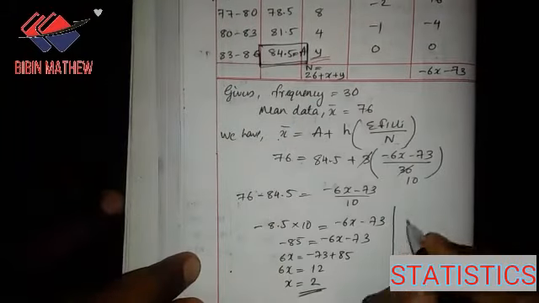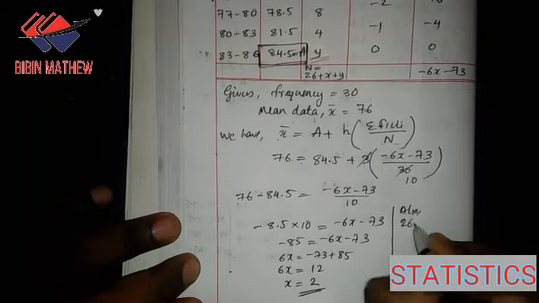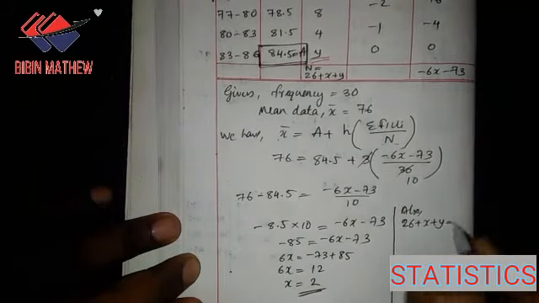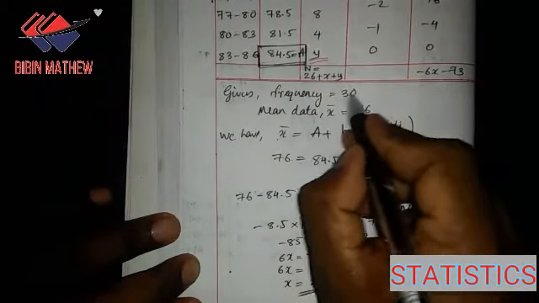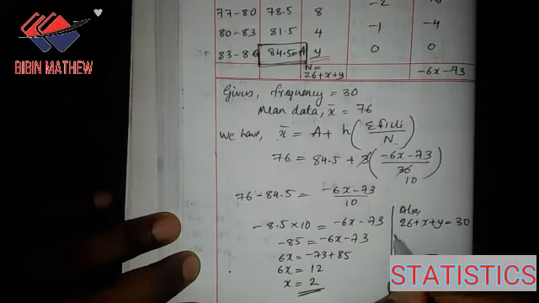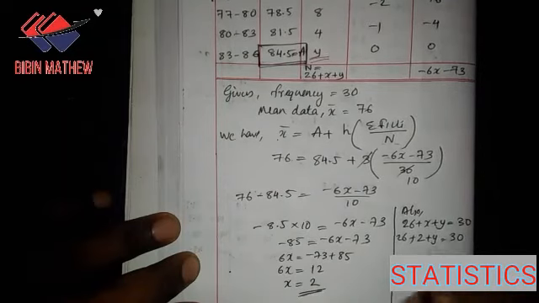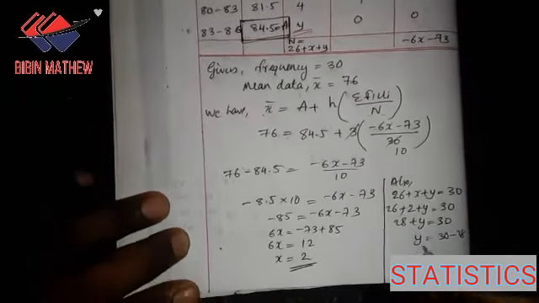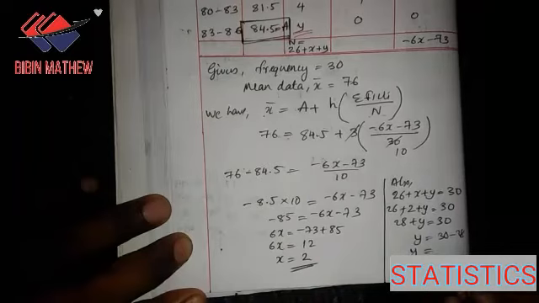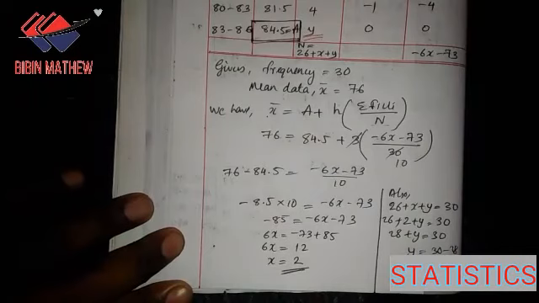So what about this one? Also, 26 plus x plus y is equal to 30, because n is already 30, we know it. So 26 plus x, which is 2, we got, 2 plus y is equal to 30. 28 plus y is equal to 30. Therefore y is equal to 30 minus 28, and we can say y is equal to 2. So you got the values, x is also 2, y is also 2.